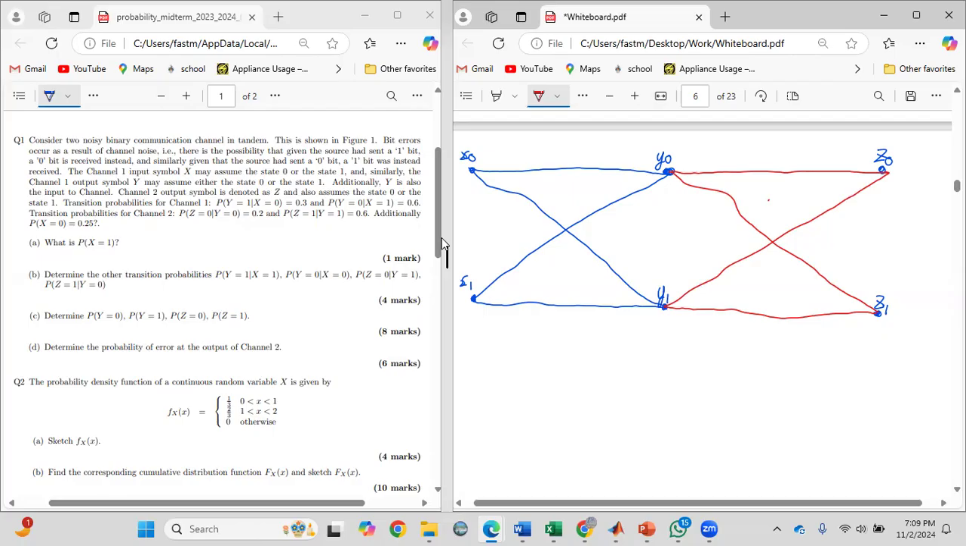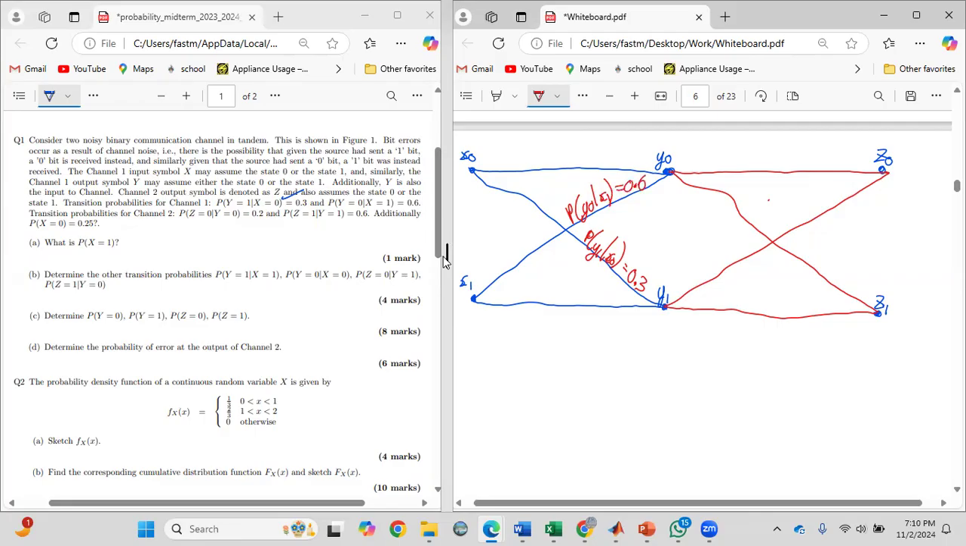So in the question, they gave you some probabilities. They said the probability of getting Y1 given that you send X0, which is this, so the probability of Y1 given X0, is 0.3. So that is here. And the second one, they said the probability of Y0 given X1, so that'll be here, the probability of Y0 given X1, and that is 0.6.